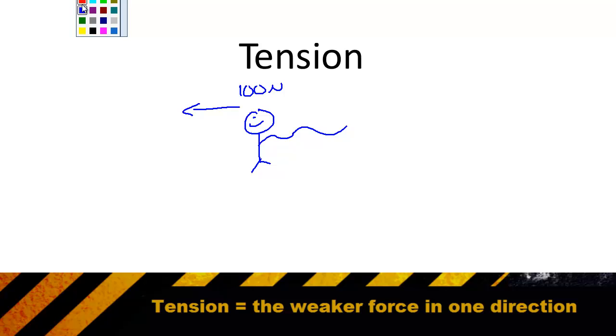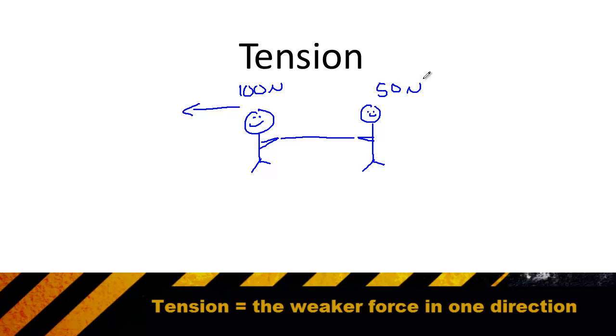Then what happens if someone comes along and begins to pull on the string? So now, as I pull on my string with a force of 100 newtons, there's someone else on the other side also exerting a force. And let's say this person exerts a force of 50 newtons. What's the tension on my string?